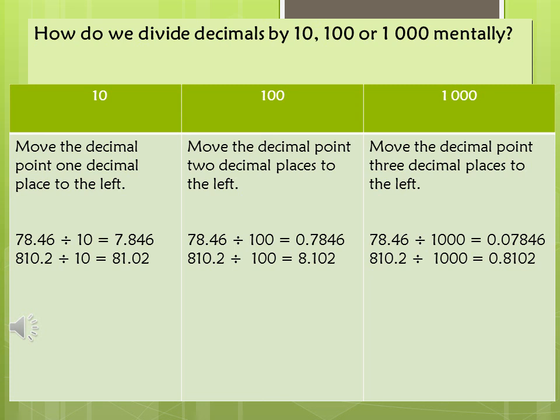Dividing by 1,000, move the decimal point 3 decimal places to the left. So, tatlong beses nyo naman i-move ang decimal point papunta sa kaliwa dahil tatlo ang 0 ng 1,000. So, 78 and 4,600 divided by 1,000. So, i-move nyo ng tatlong beses. So, mula doon sa decimal point. So, 1, 2, 3. So, ang magiging sagot nyo ay 0.07846.